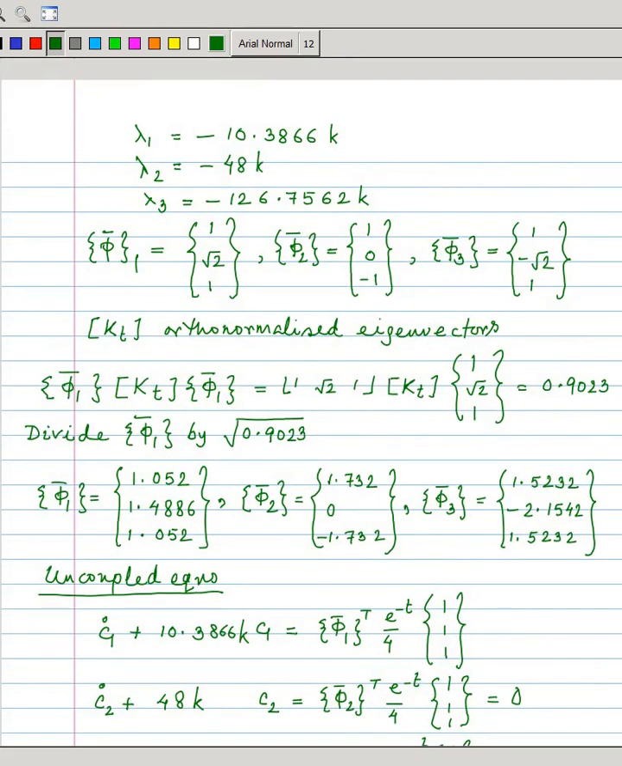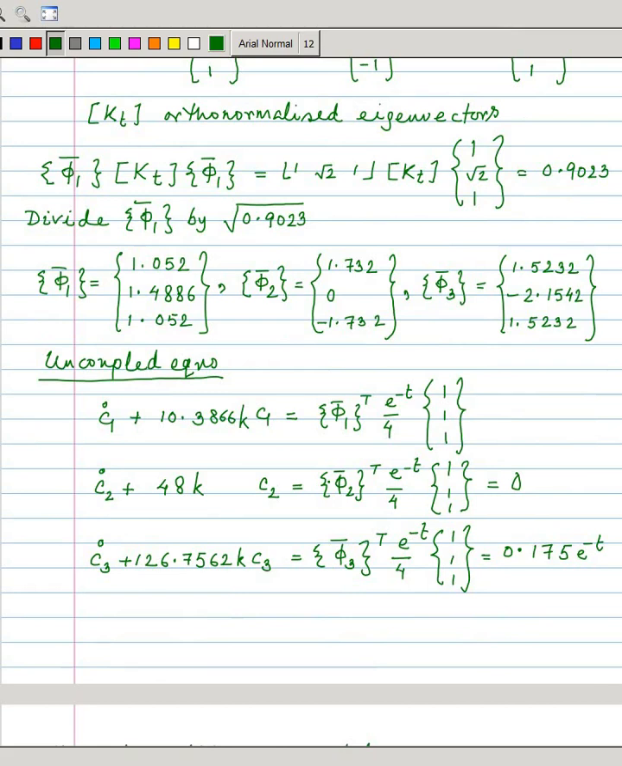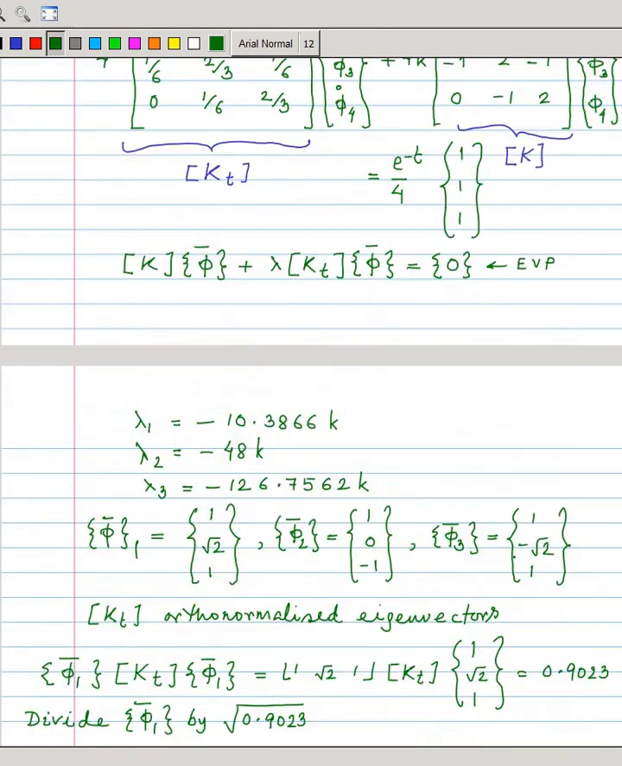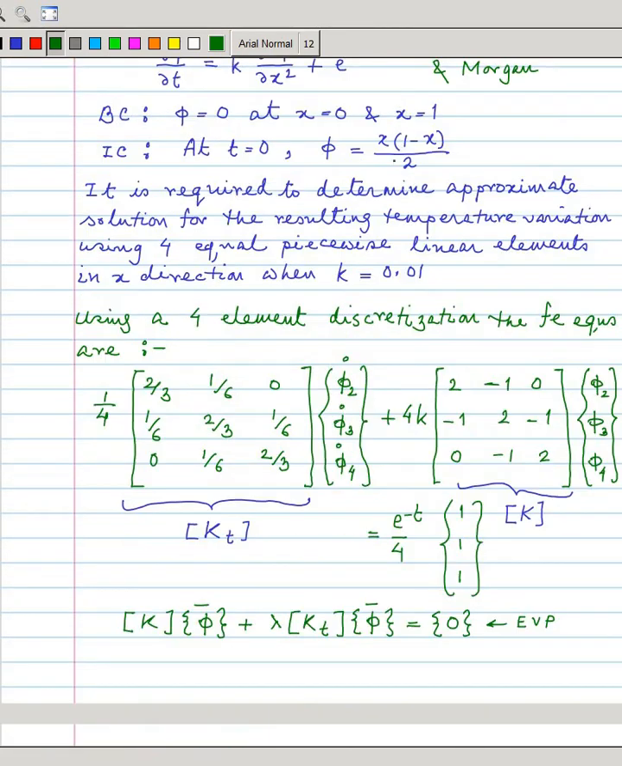Now use this to decouple the equations as we have done. So these are the decoupled equations. So here minus lambda 1 comes, here minus lambda 2 comes, here minus lambda 3 comes. So these are the equations. Now you have to solve these equations. In order to solve these equations, you have to get your C1, C2, C3 at 0 from phi 2 at 0, phi 3 at 0 and phi 4 at 0. So how do you get that? That you get from this initial condition.